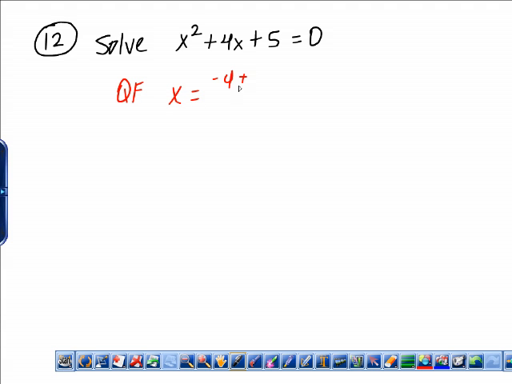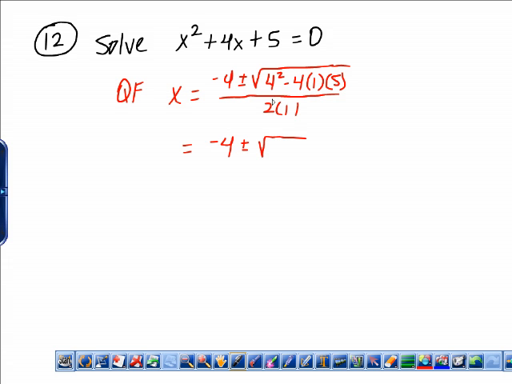All right, so then I have x equals negative 4 plus or minus the square root of 4 squared minus 4 times a times c, all over 2a. Let's simplify. Negative 4 plus or minus the square root of, okay, this is going to be 16 minus 20. That's negative 4. And then all over 2. Let's break this up into negative 4 over 2 plus or minus the square root of negative 4, which is 2i, and that's over 2 as well. So my final answer, negative 2.